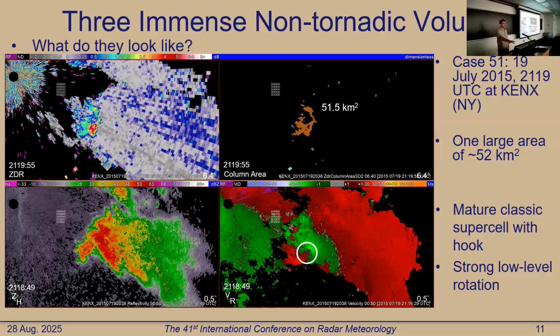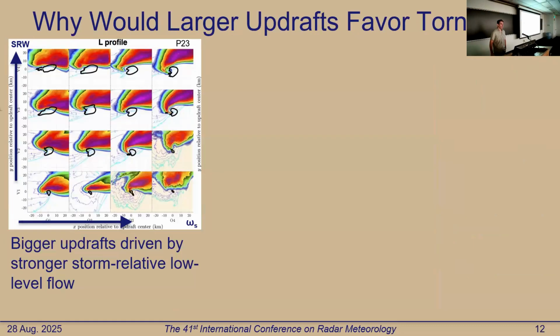So I'm not claiming that these were actually tornadic cases. I'm just claiming that there seems to be this relationship between immense ZDR columns and, at the very least, low-level rotation, in addition to seemingly tornado formation. Why? I said that the other big issue was there was no hypothesis. So why would there be a relationship between larger updrafts and tornadoes?